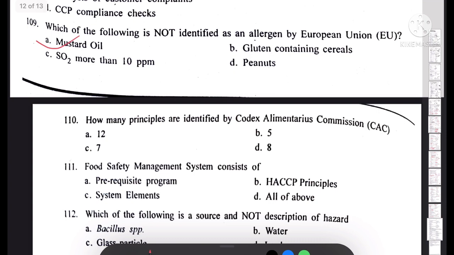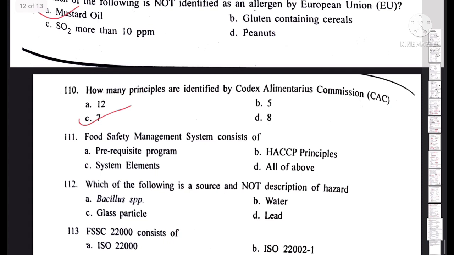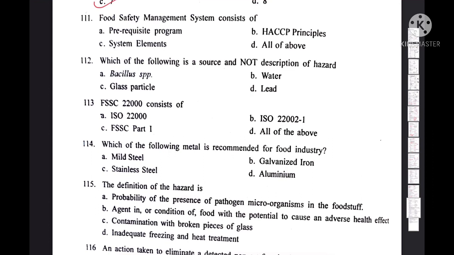Next, how many principles are identified by Codex Alimentarius Commission? So there are 7 principles that are being identified by Codex Alimentarius Commission. Food safety management system consists of pre-requisite program, HACCP principles, system elements, or all of the above. So the correct answer is all of the above. So all of these are the options of food safety management system.